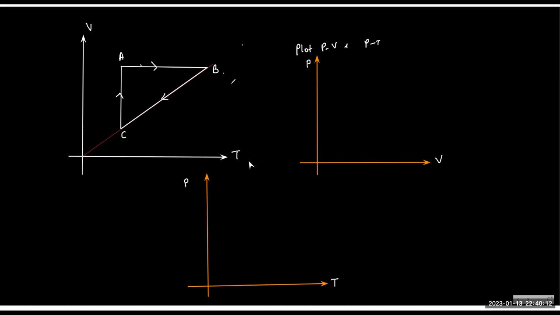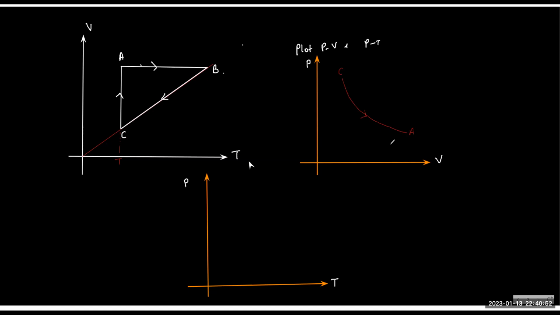So now here the AB is which process? In a PV graph, how will the isotherm look? The isothermal will look like a hyperbola. Hyperbola. Yes, sir. And as you can see, from C to A, at constant temperature the volume is increasing, right? So C to A must be like this. Yes, sir.